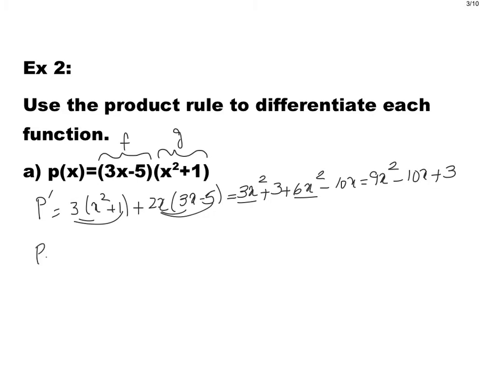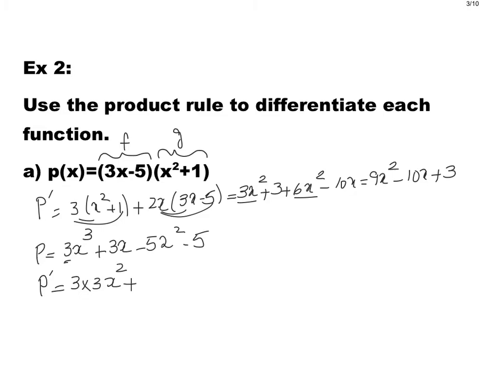So I can say p is 3x times x squared, which is 3x cubed, 3x times 1 is 3x, negative 5 times x squared is negative 5x squared, negative 5 times 1 is negative 5. There is nothing I can simplify, so for p prime, the derivative of 3x cubed is 3 because of the coefficient, times you bring the exponent down, so it becomes 3, and then subtract 1 from the exponent, so it's 2.